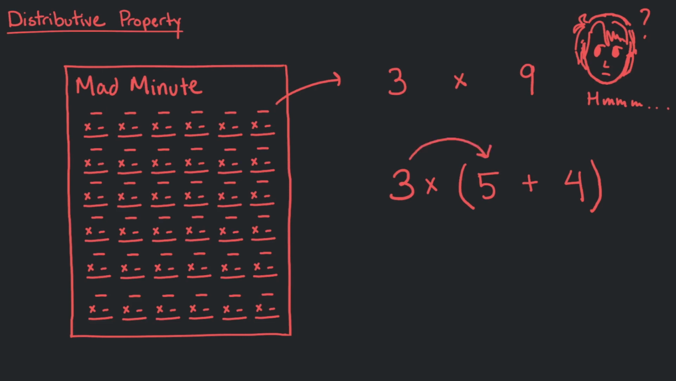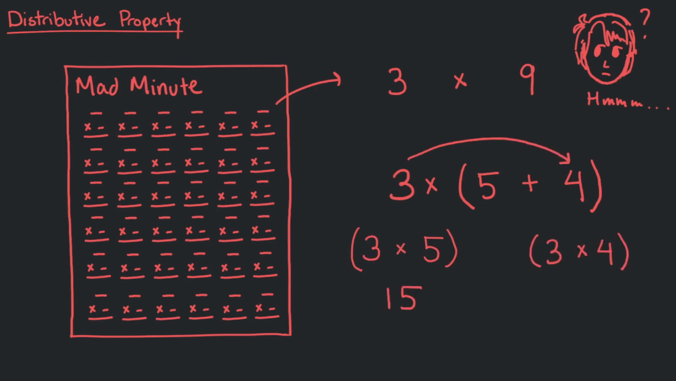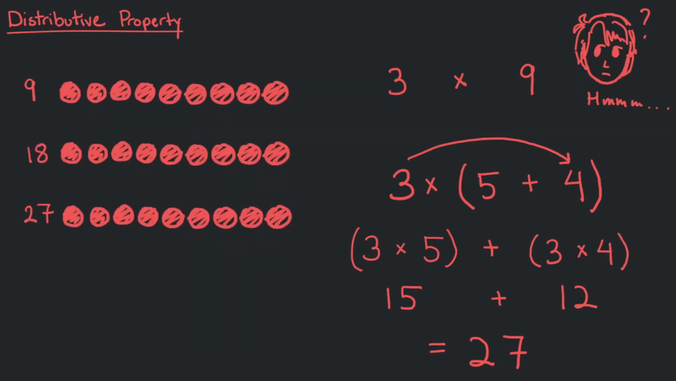First, he multiplied the 3 by 5, which he remembers is 15. Then he multiplied the 3 by 4, which he knows is 12. He keeps the plus sign in the middle. Now he can just add the 15 to the 12 to get an answer of 27. In general, we know that 3 times 9, or 9 objects repeated 3 times, is 27. Harry got the same answer of 27 using a different method.